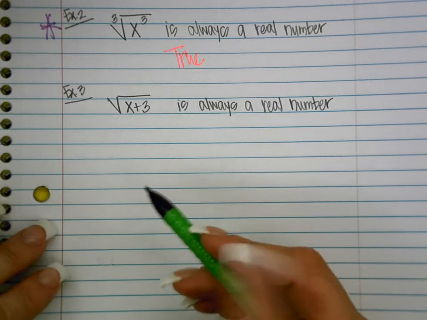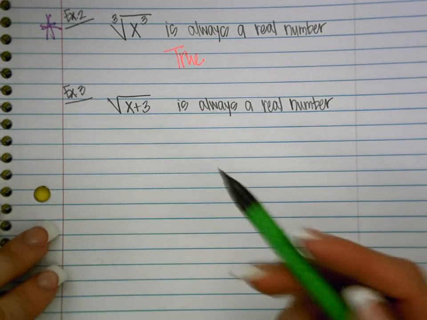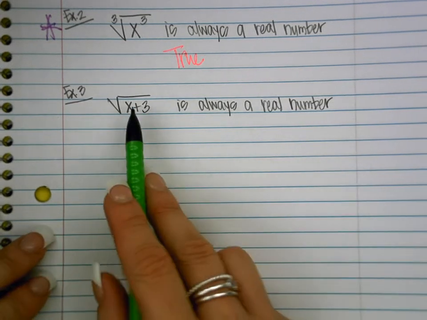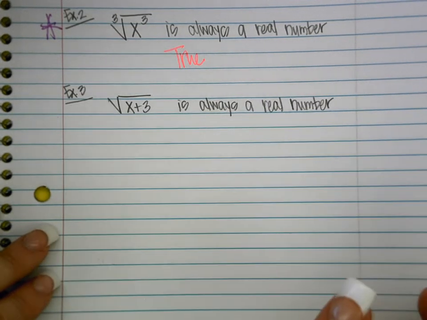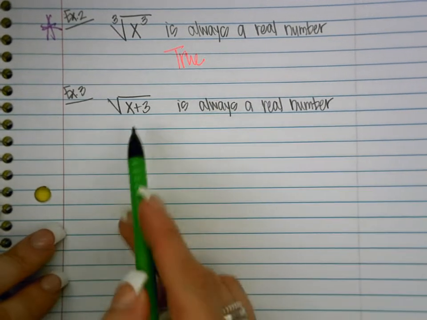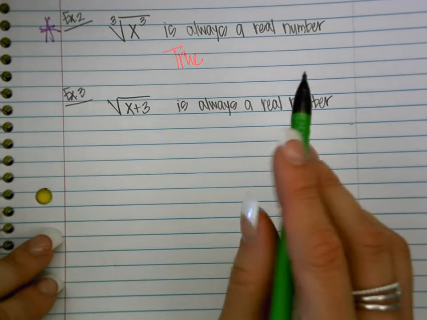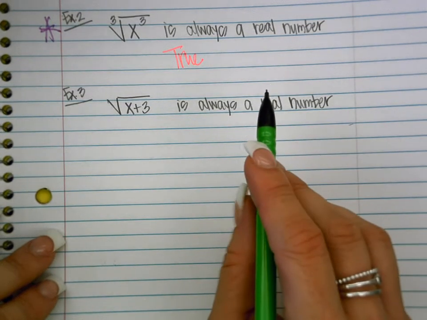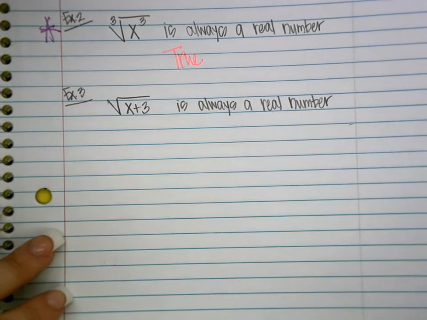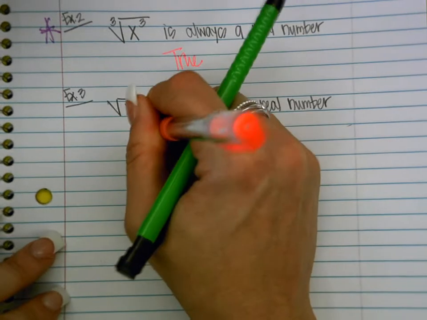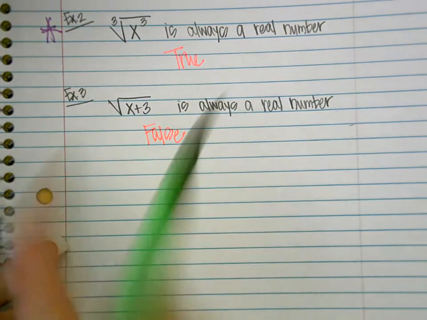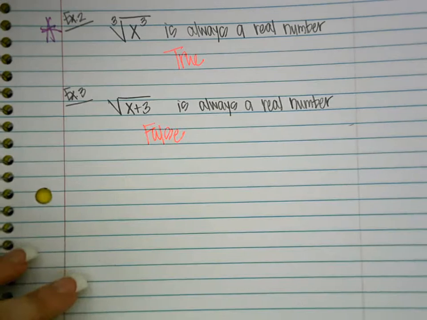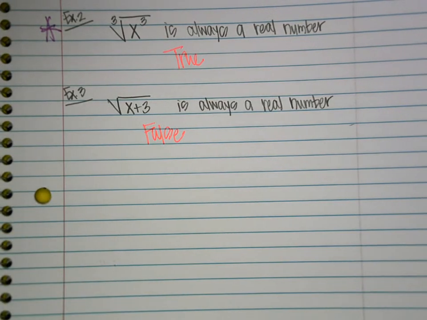No. What if I gave you -4? -4 plus 1 would give you -1. Can you take the square root of -1? No. So is this always a real number? Will you always be able to do this problem? No. So in this true or false, this is false. Okay? It is not always a real number because it has limitations. Okay? You have to have it greater than or equal to 0.